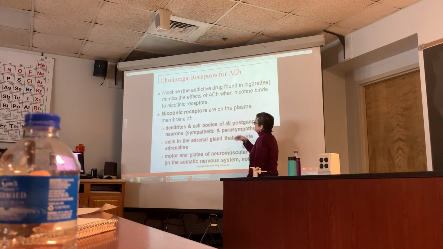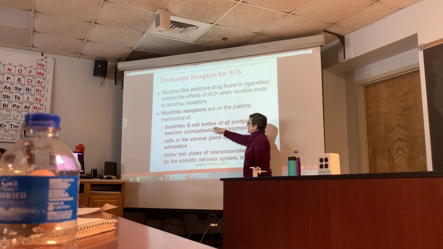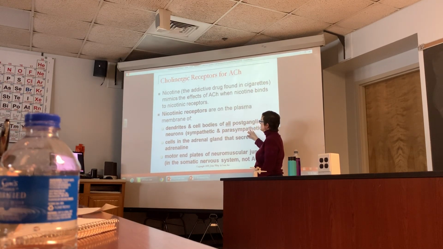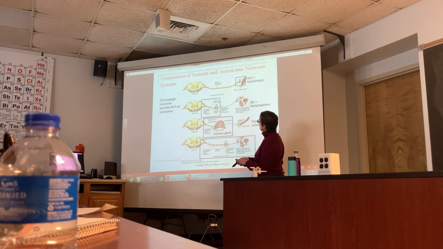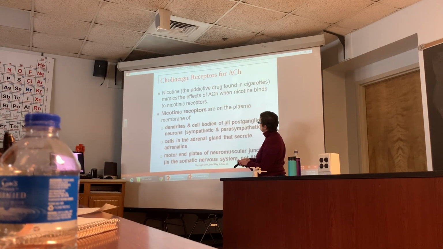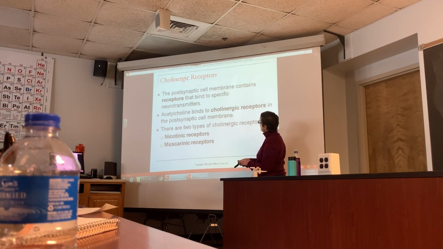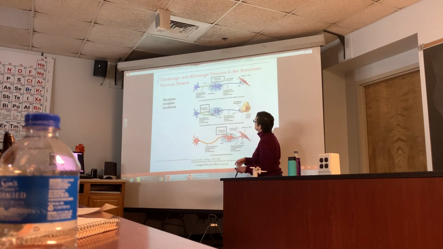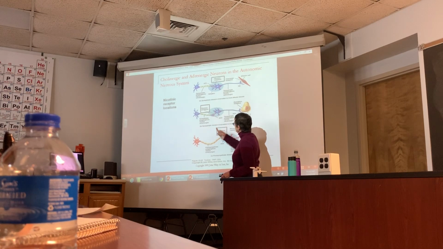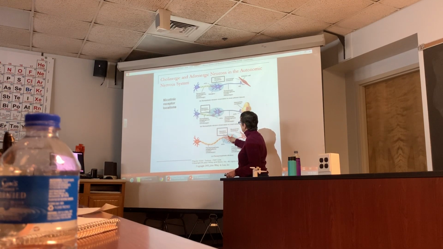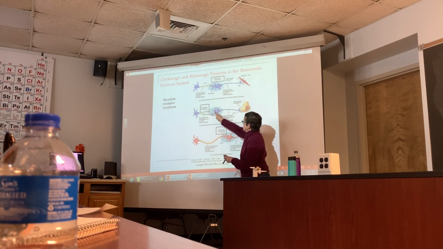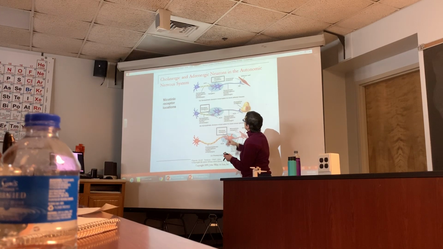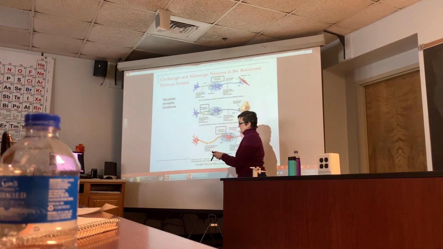Nicotinic receptors for acetylcholine are found on the dendrites and cell bodies of all postganglionic neurons in the sympathetic and parasympathetic division. In other words, where's my pictures here? Okay. So what they're talking about is here and here. These receptors are nicotinic receptors on the postganglionic neurons here. Nicotinic, nicotinic, nicotinic. All of those are nicotinic receptors.